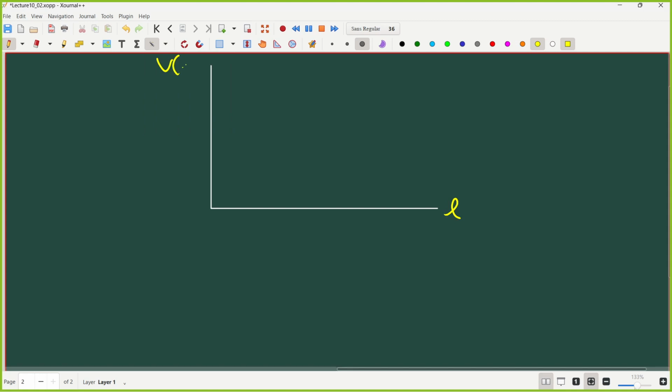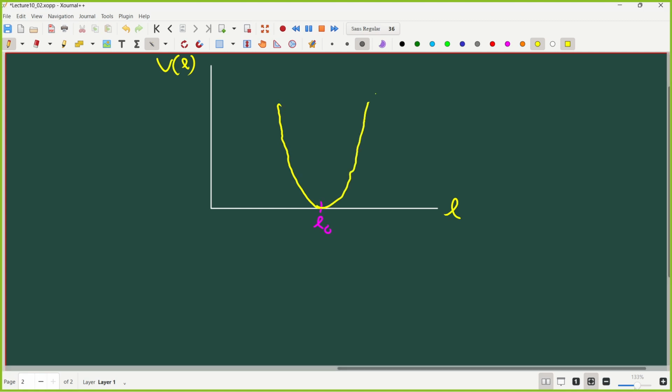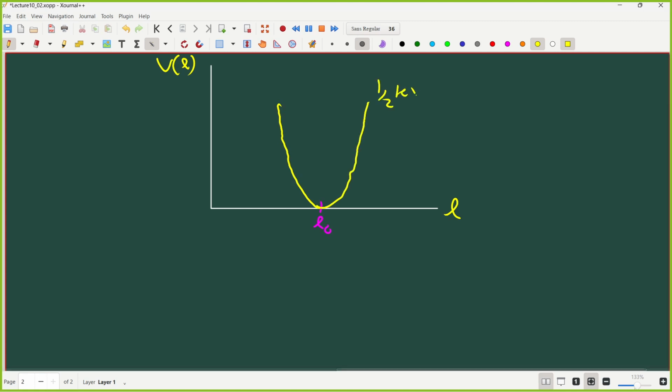L and V of L. All right, and we'll mark this L naught. Here's our minimum. Here's our potential, 1/2 kx squared, or kL squared. Sorry, let me make that precise.